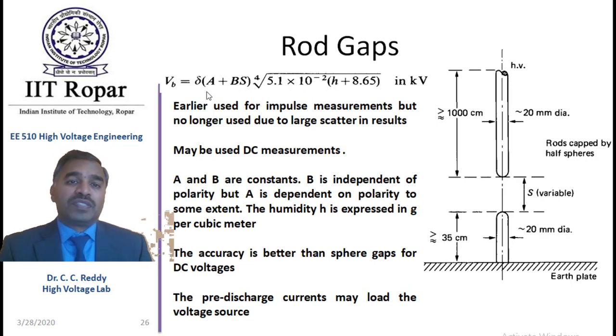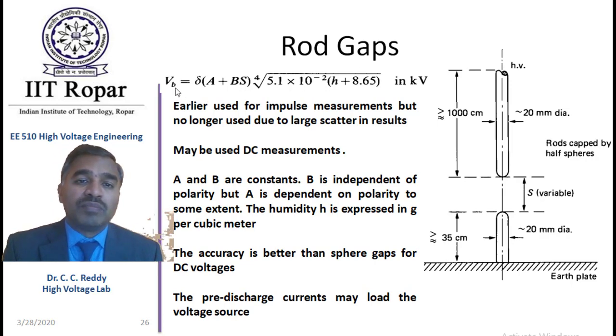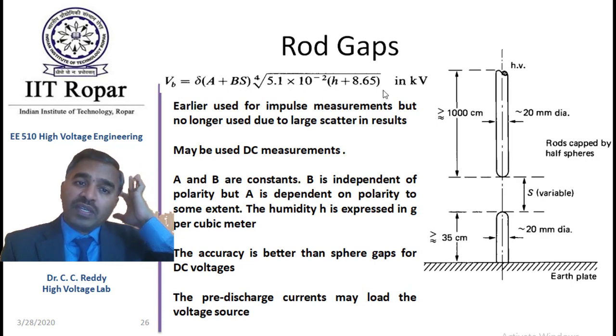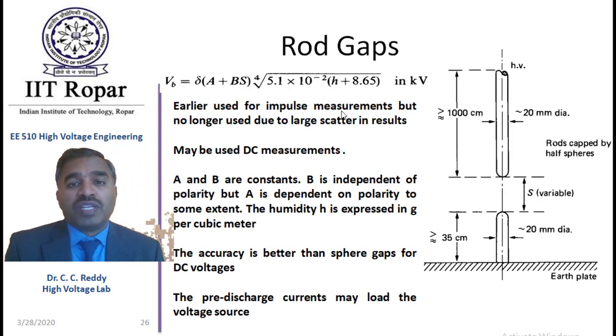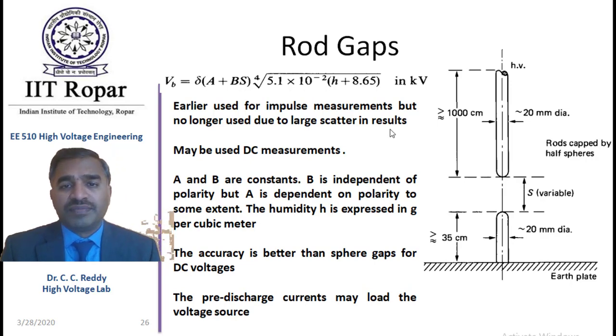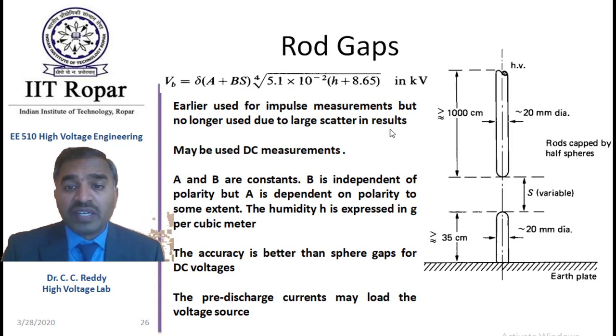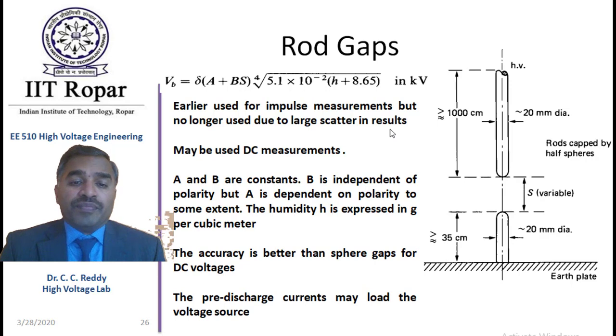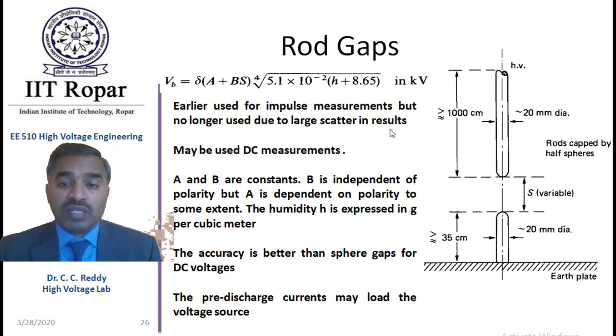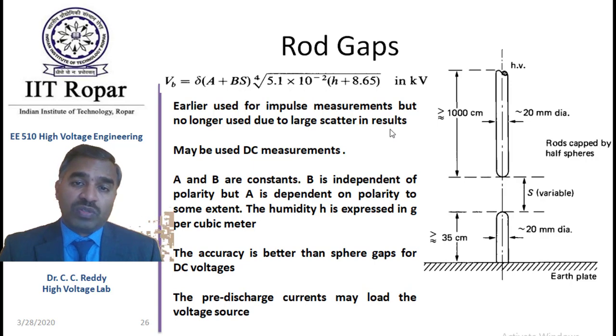Next, rod gaps. Again, for rod gaps the voltage breakdown is given by this formula. And these rod gaps were earlier used for impulse measurements, but now they are no longer used due to large scatter in the results. Results will be scattered. But they may still be used for DC measurements. And in the above formula, A and B are constants. B is independent of polarity, but A is a bit dependent on the polarity to some extent. The humidity H in the formula is expressed in grams per cubic meter.